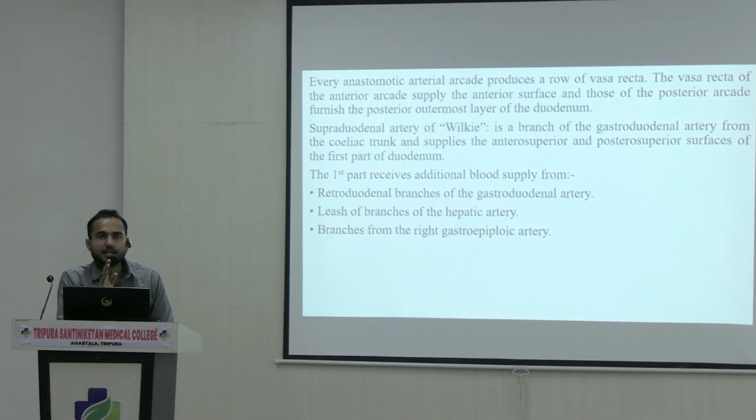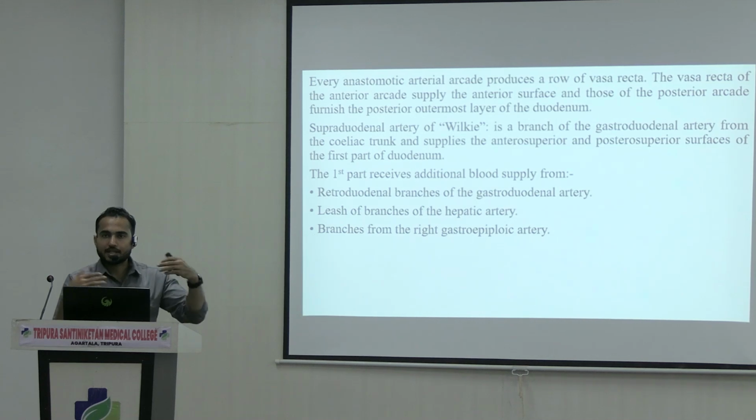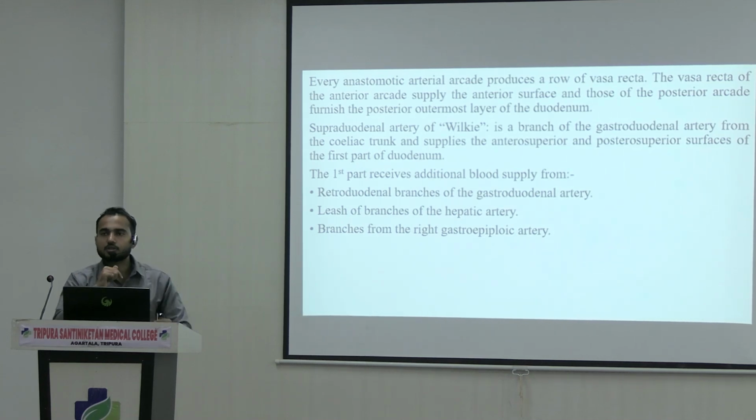I hope you have heard about end arteries. Mostly the first part is supplied by end arteries. In other parts, I have told you the anastomotic channel is there. But for the first part, those branches go directly and supply it. That's why they are end arteries. That means any blockage or damage to the blood vessel, and the first part will not get blood supply. That is also a reason why ulceration is common in the first part of the duodenum.